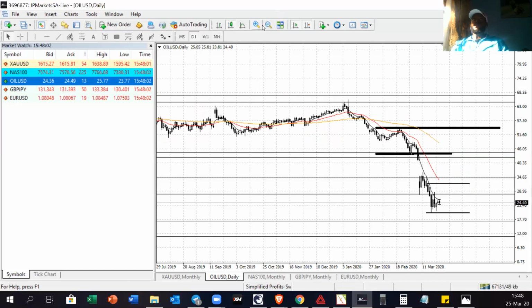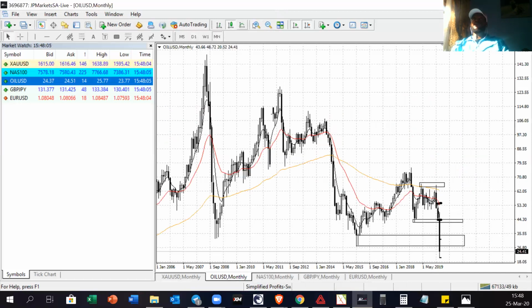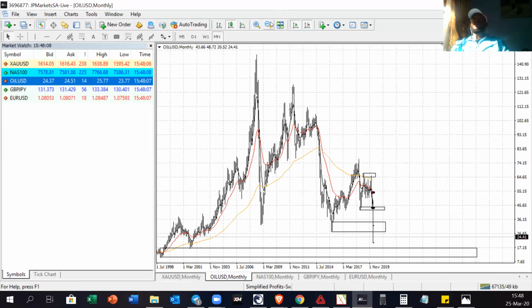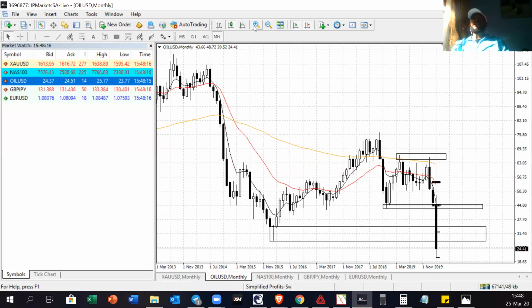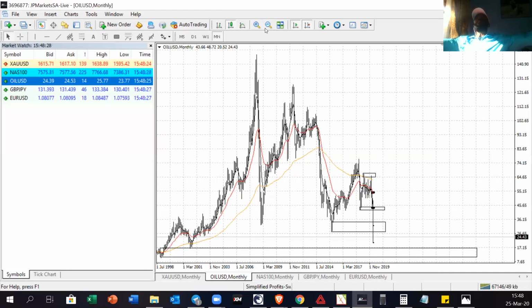Oil market is doing its thing, and yeah, what can I say? Oil market is trading at $24.41 right now as we speak on the 25th of March, 2020 at 12 minutes to 4 p.m. South African time. And now the next market that we're moving into is the NAS 100.